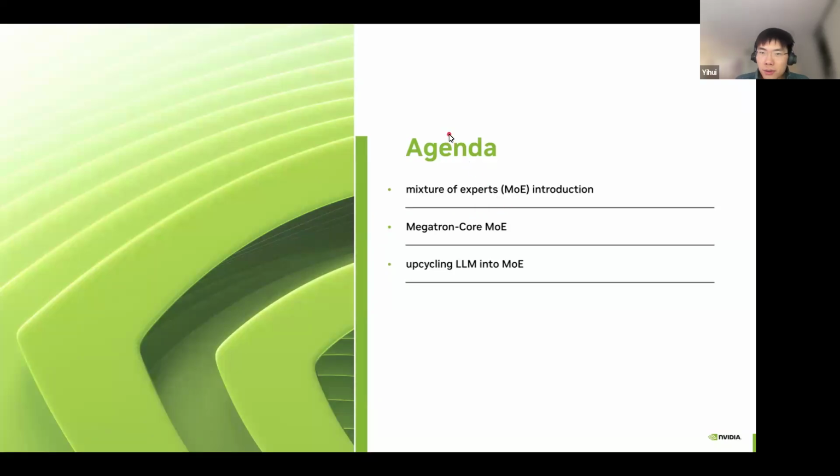So today's topic, I'm going to give a brief introduction on mixture of experts, or MoE, first. Then I'm going to talk about Megatron-Core MoE, like how we accelerate these MoEs and train and do inference efficiently. Finally, I'm going to talk about upcycling LLMs into MoE, which is our recent paper.